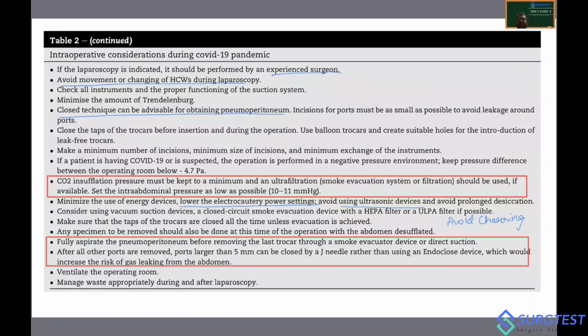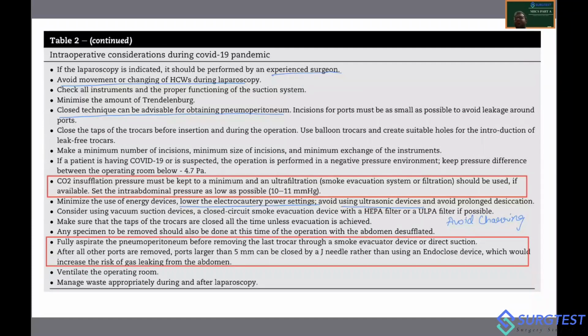Avoid using the open technique for obtaining pneumoperitoneum. Personally, even I prefer the open technique for pneumoperitoneum. But since the COVID pandemic has started, many guidelines all over the world have suggested that the Veress technique, the closed technique, is ideal. So this is a very important question from an MCQ point of view for your entrance examination. Incision for the ports should be as small as possible. Basic funda is you have to avoid gas leak.